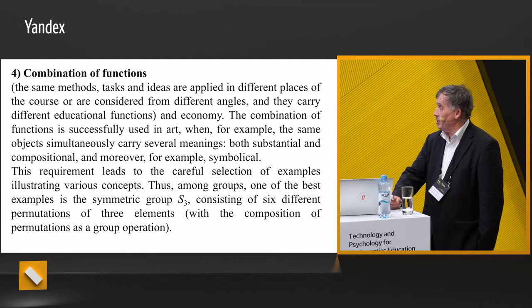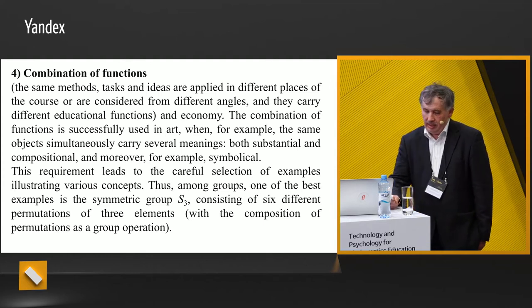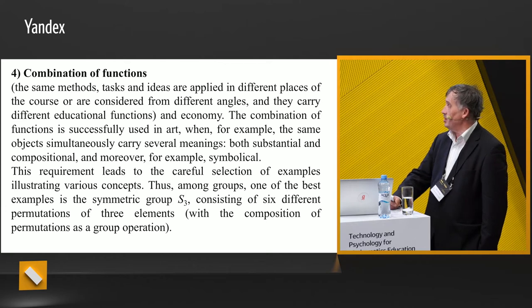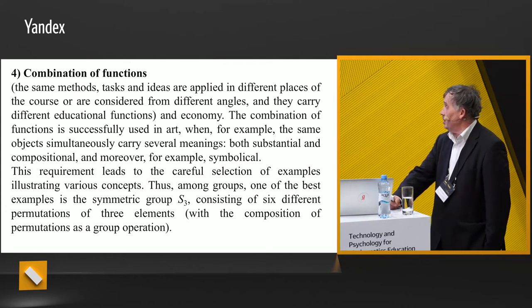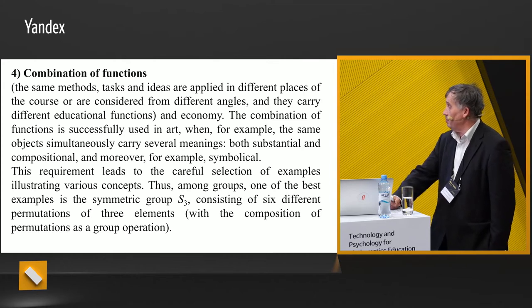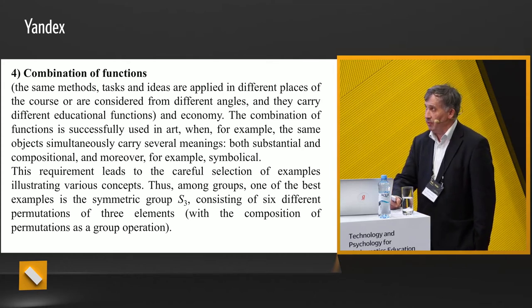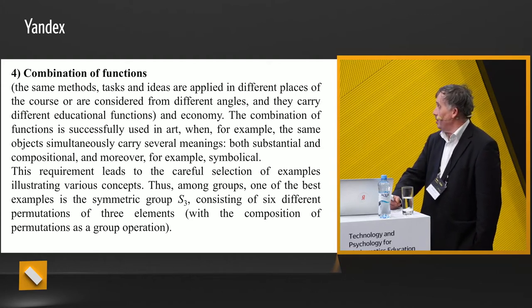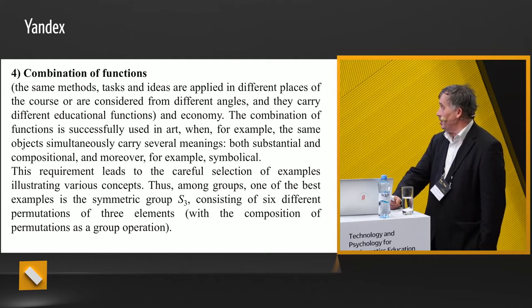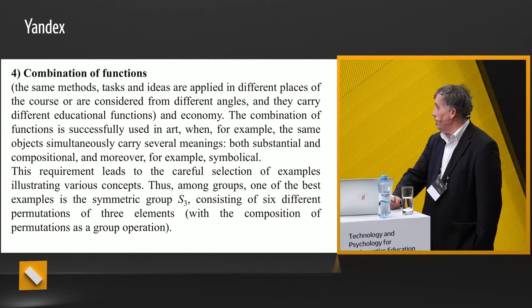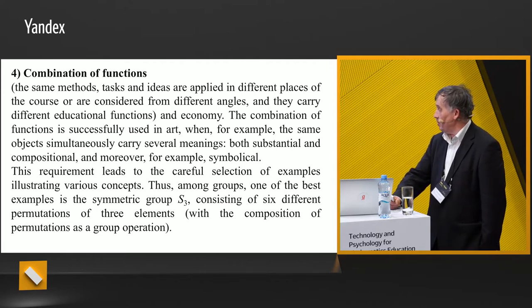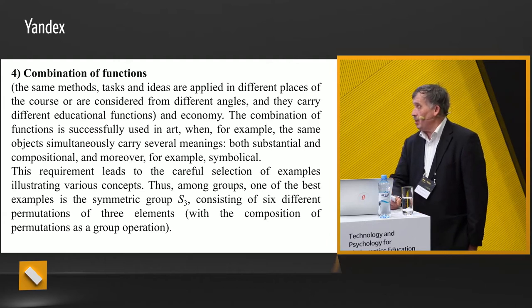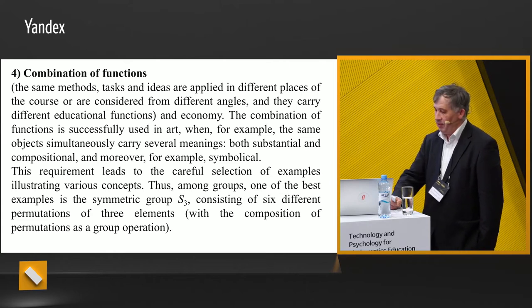The next element is combination of functions. That means that the same methods, tasks, and ideas are applied in different places of the course or are considered from different angles, and they carry different educational functions and economy. The combination of functions is successfully used in art when, for example, the same object simultaneously carries several meanings, both substantial and compositional, and moreover, for example, symbolical. This requirement leads to the careful selection of examples illustrating various concepts.